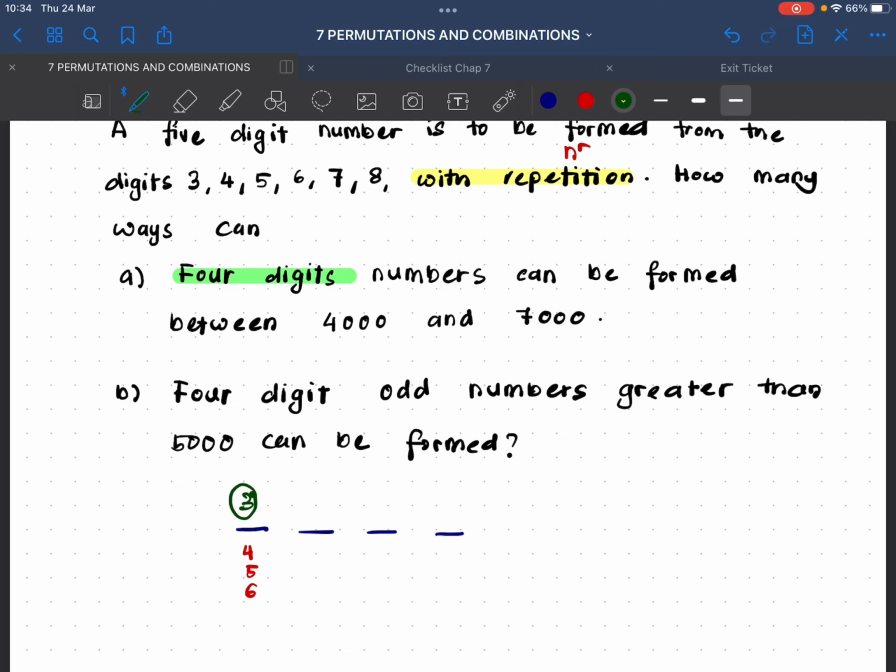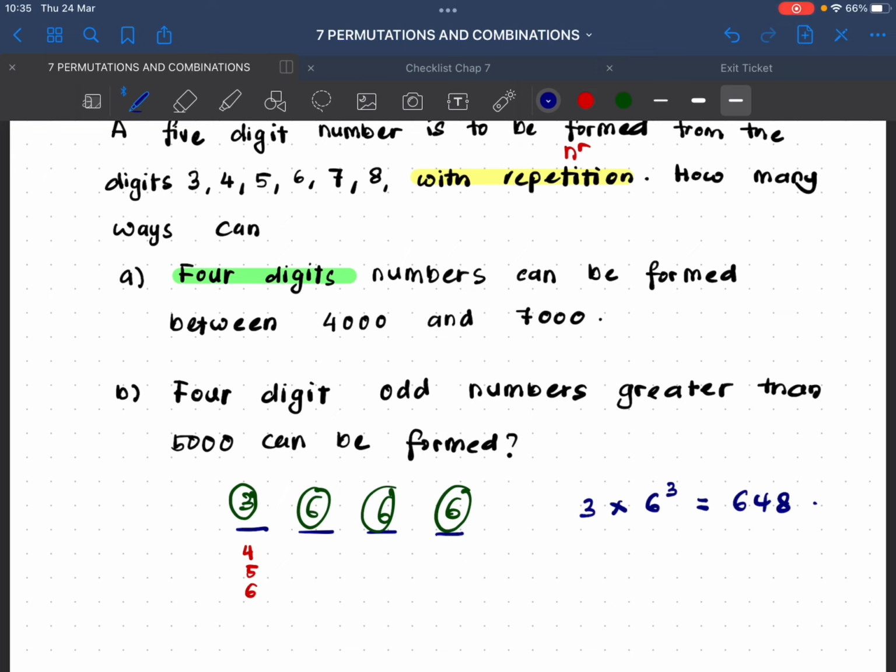So that means we have 6 digit here, 6 digit here, 6 digit here. So how are we going to put this? 3 darab dengan 6 to the power of 3. Okay, nampak? N to the power of r, 6 to the power of 3, which is there we get the answer, 6 power 3, 216. Okay. So next, let's see.